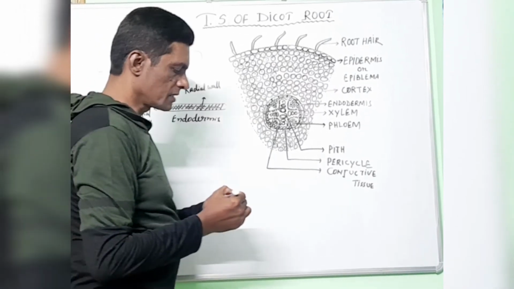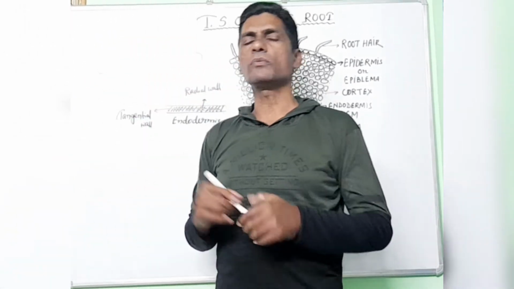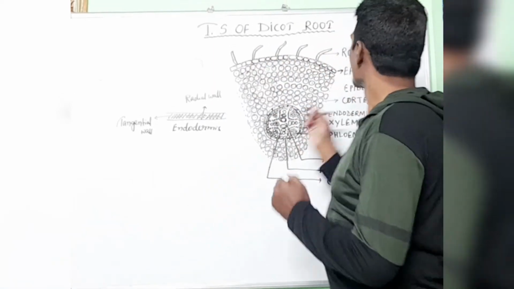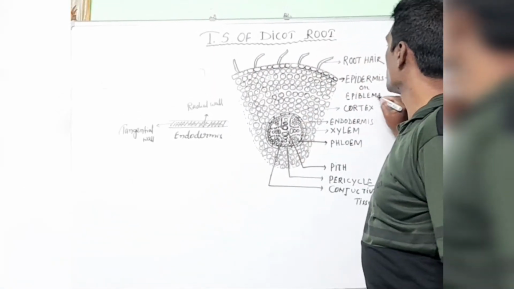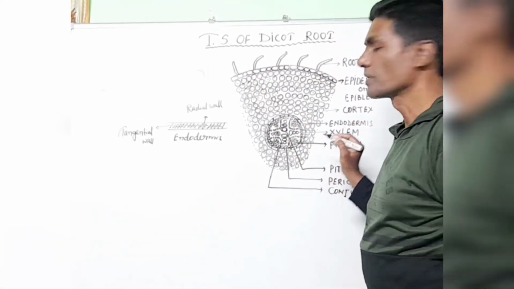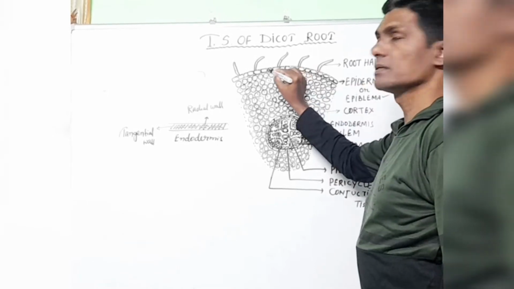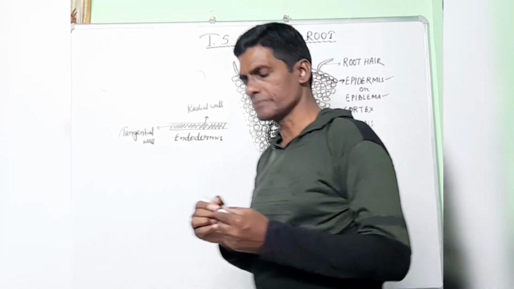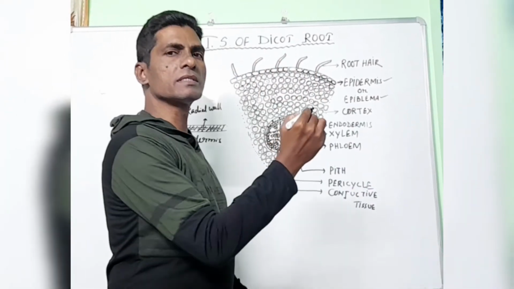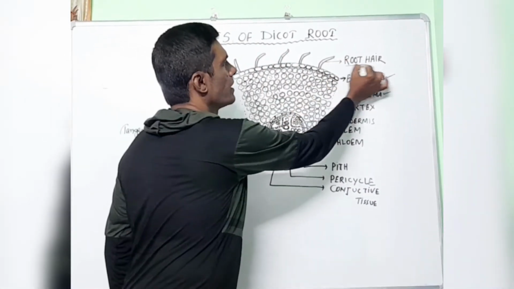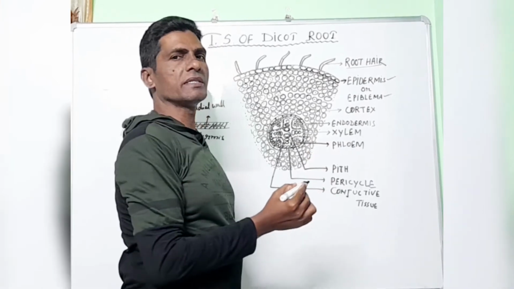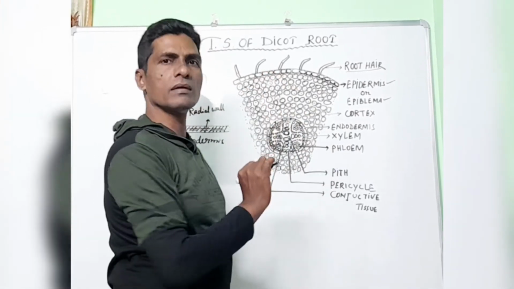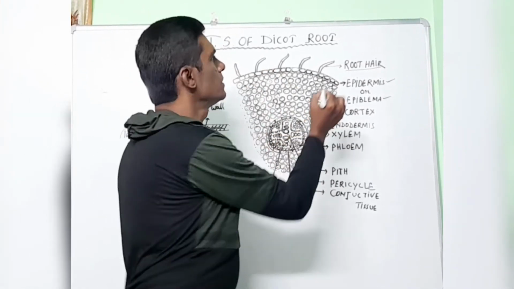We'll start from that. The outermost layer of the root is called epidermis, or it is also called epiblema. The epidermis or epiblema develops some outgrowth-like appendages. These outgrowth-like appendages are called root hair. So here a unique point is there: the root hairs are always unicellular.